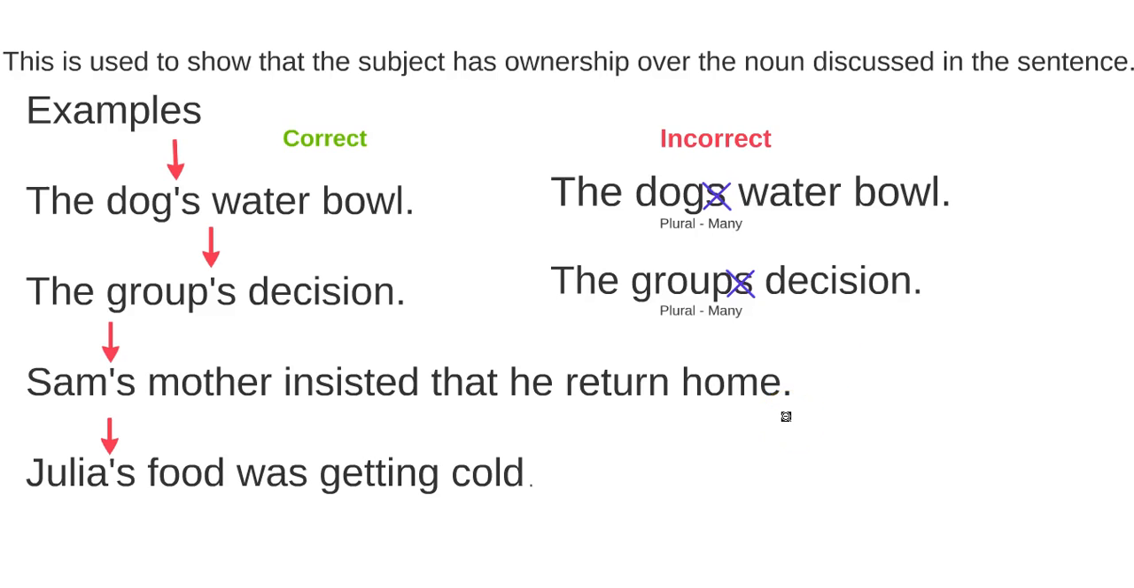Two final examples. Sam's mother insisted that he return home. This shows that it is the mother of Sam that we're referring to. Julia's food was getting cold. It shows that the food belongs to Julia.